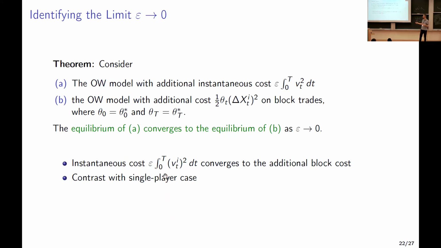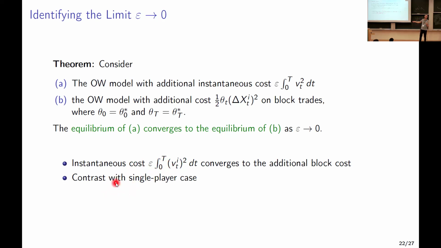As I was trying to emphasize, in a game case, we expect trading to be more aggressive. And it is so much more aggressive. Basically, if this L2 norm here goes to infinity slower than 1 over epsilon, then this thing is going to go to 0. So that's what's happening in the single player case.